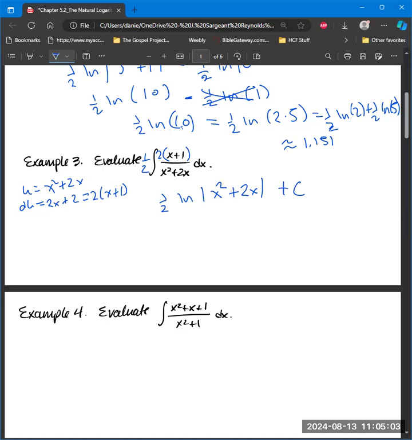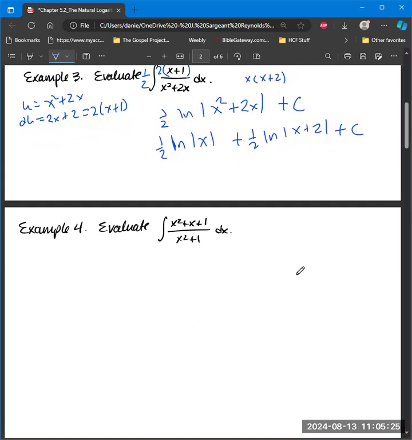And we're going to maybe want to split this up since there's x's in both of them, that's x times x plus 2. So this is 1/2 ln of the absolute value of x plus 1/2 ln of the absolute value of x plus 2 plus c, something like that.